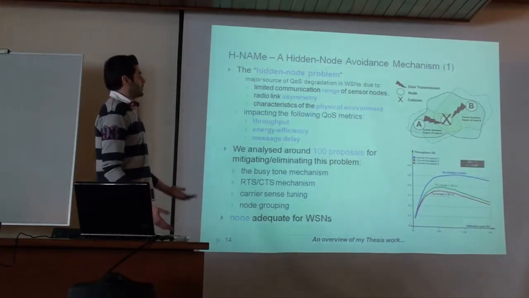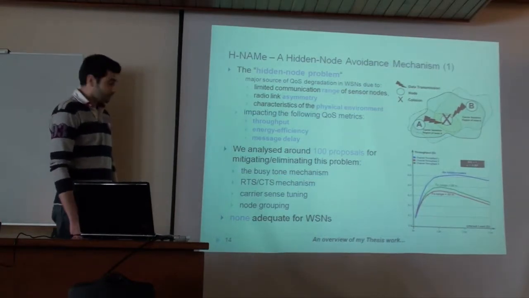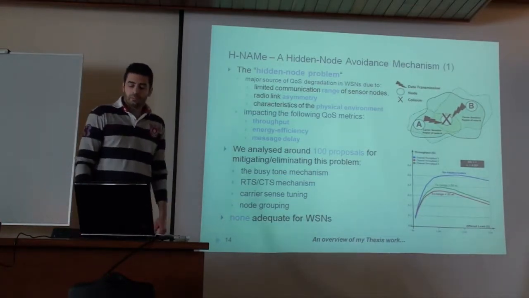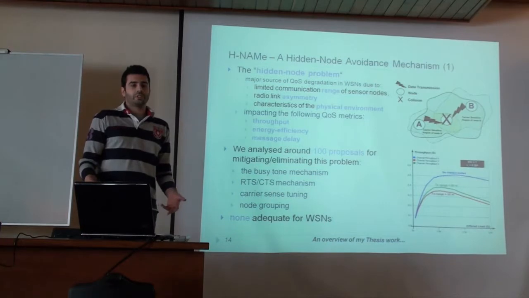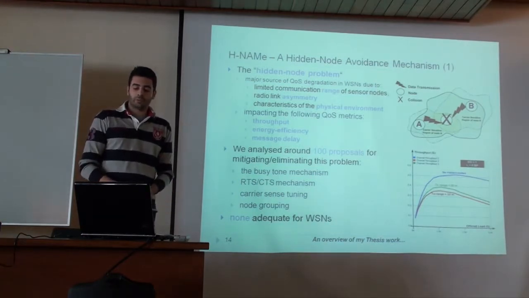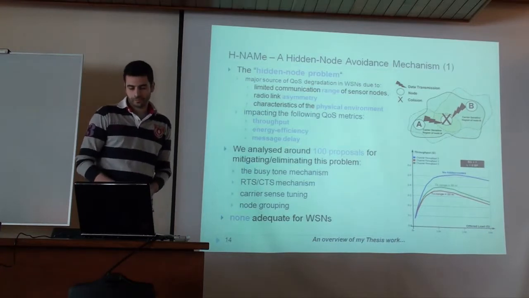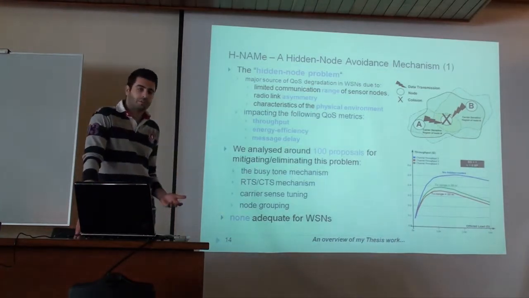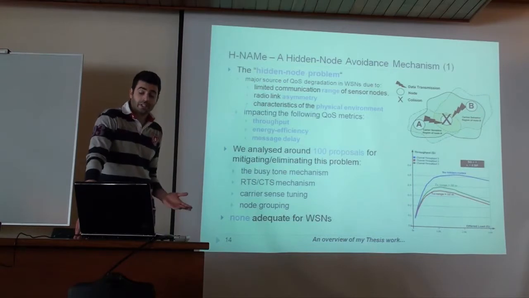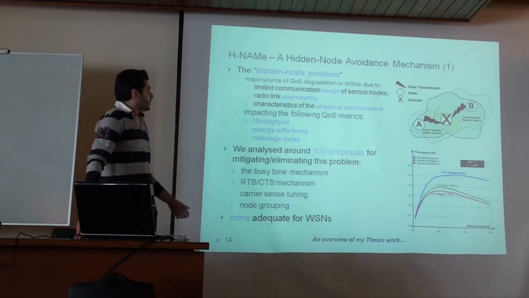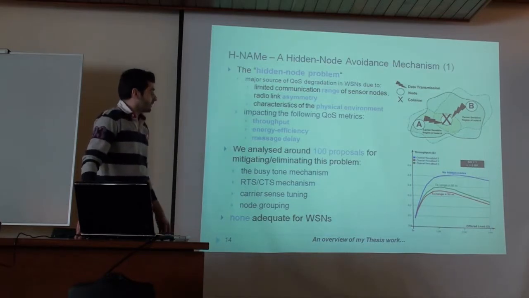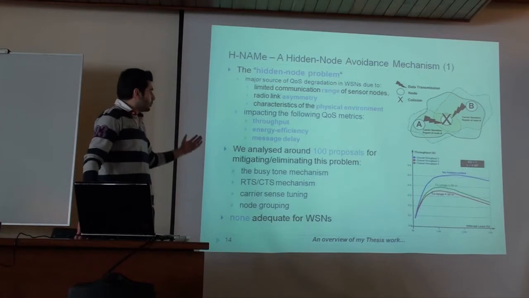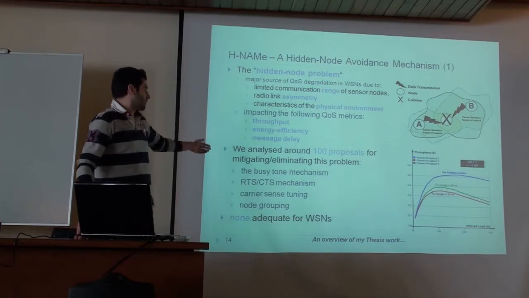Regarding the second contribution, the hidden node avoidance mechanism. The hidden node problem, which you probably know, happens when two nodes that are not visible to each other transmit at the same time, and that results in a collision at a third node. This is a major source of quality of service degradation, especially in wireless sensor networks, due to the limited communication range of sensor nodes, the radio link asymmetries, and obviously the physical environment itself. It has impact on metrics like throughput, energy efficiency, and message delay.